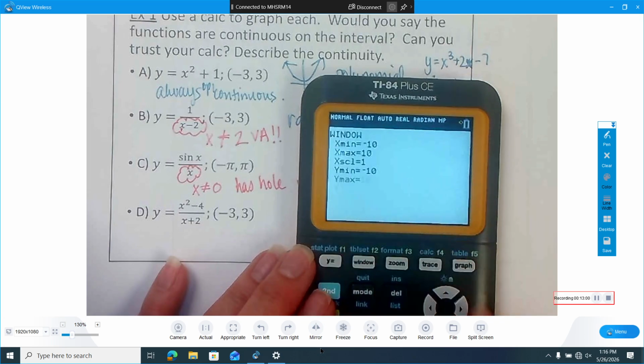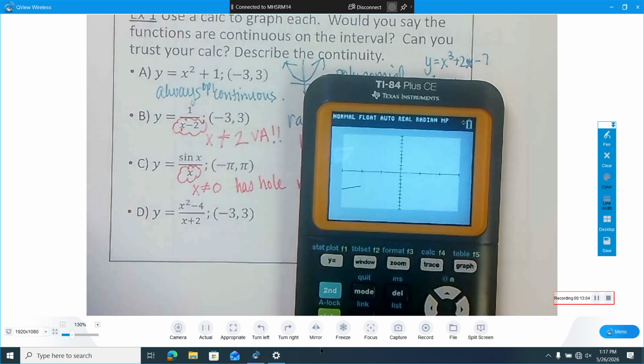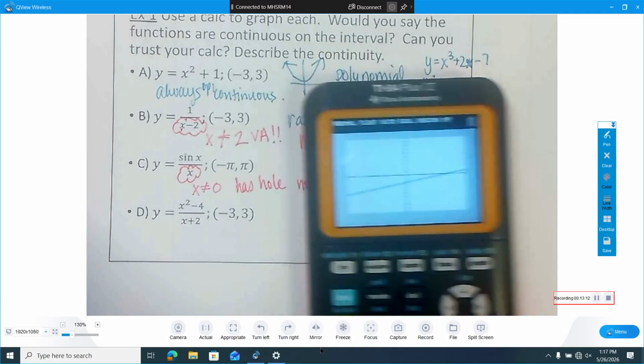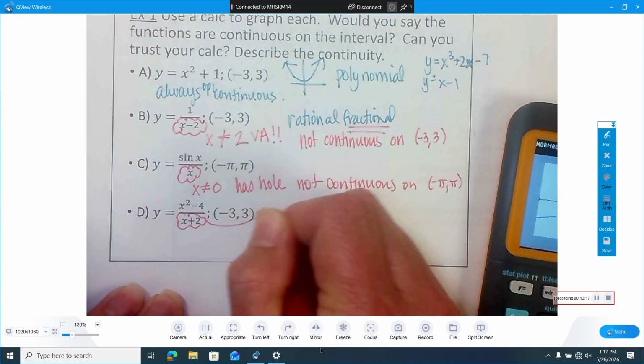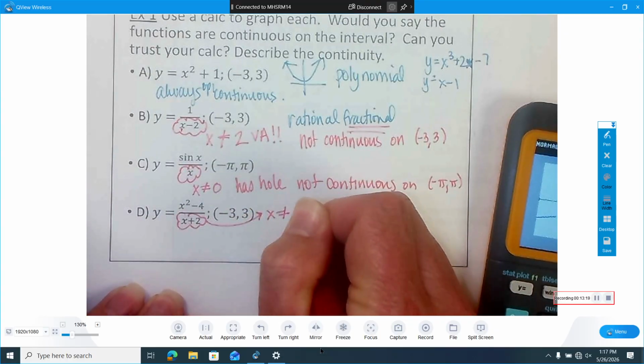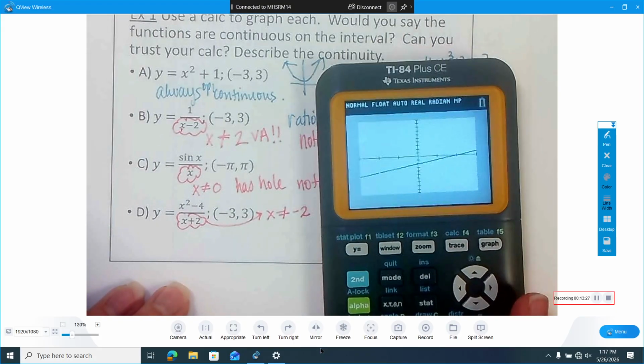All right, for this one we want to look from -3 to 3 for my window. Oh, look, you can even see it. It does look just like a line. Again, when we look at this rational fractional thing, we know right off the bat, x is not allowed to equal -2. That's in my interval here. So we know it's not continuous right off the bat.